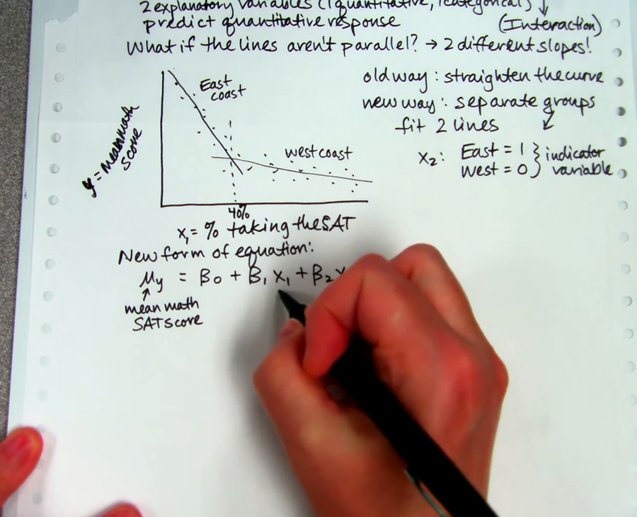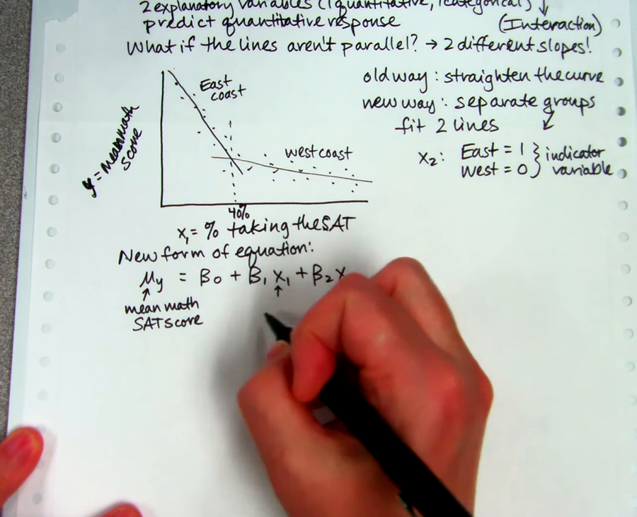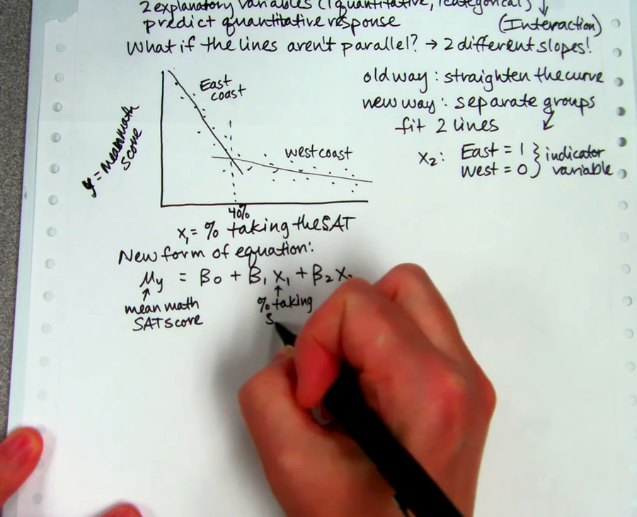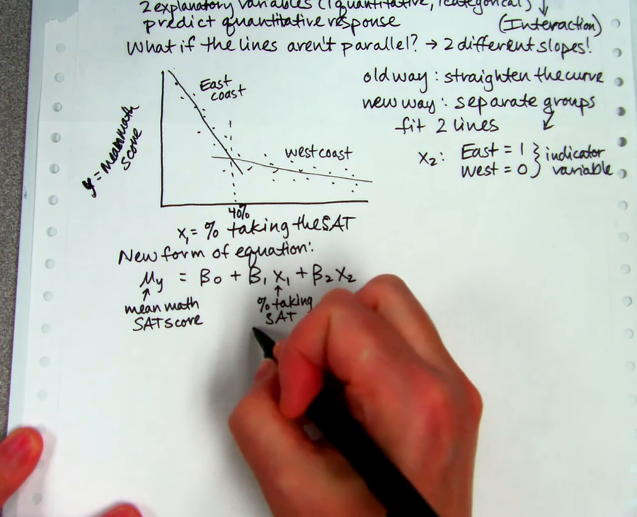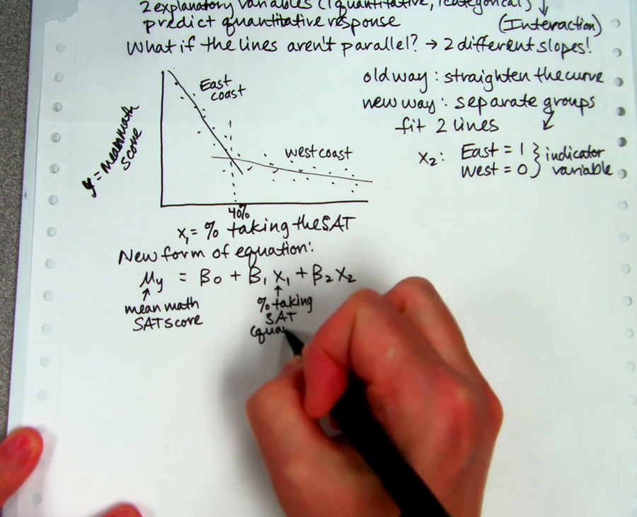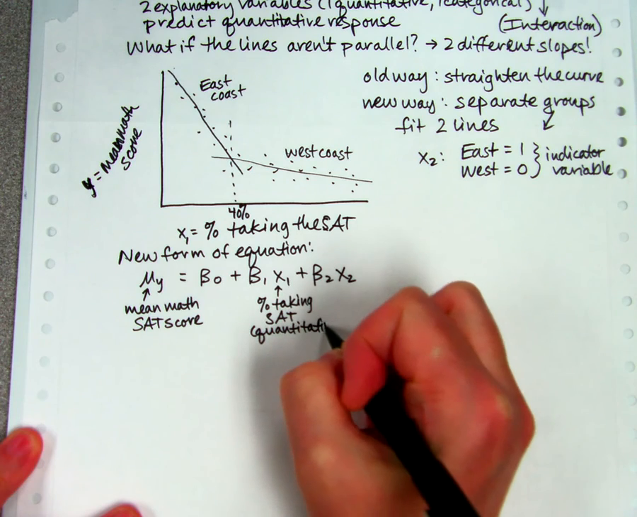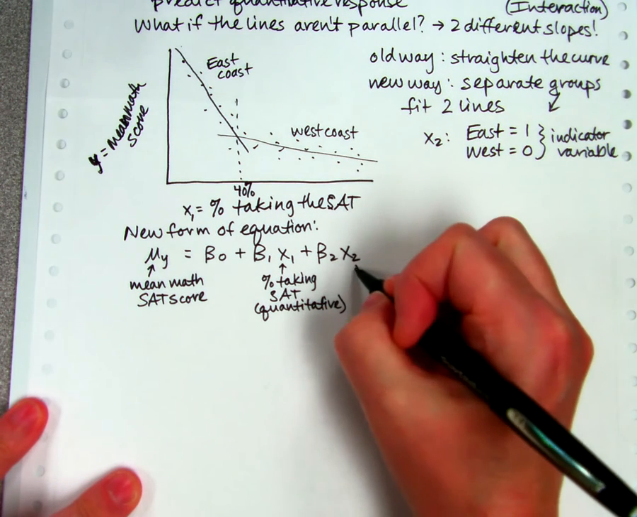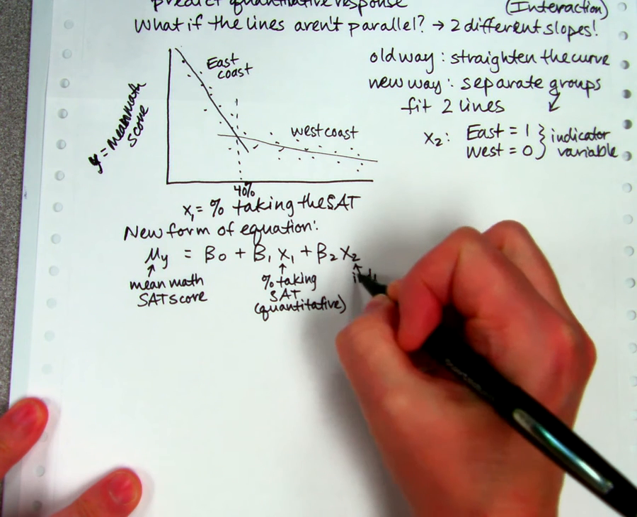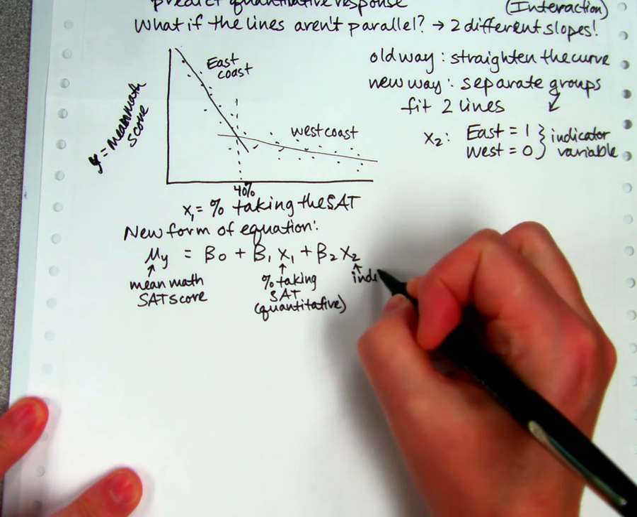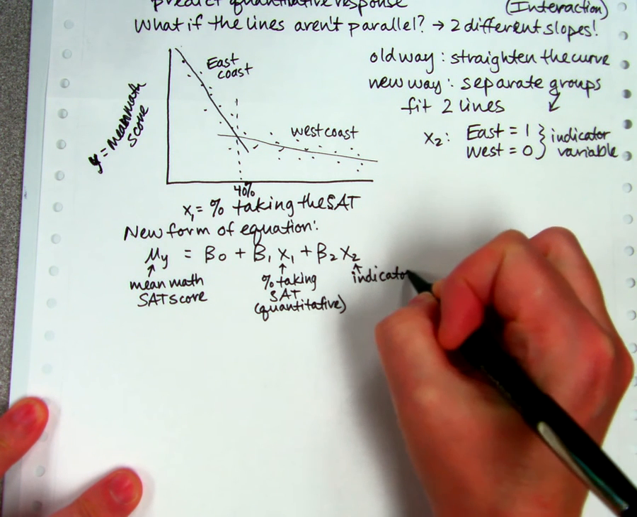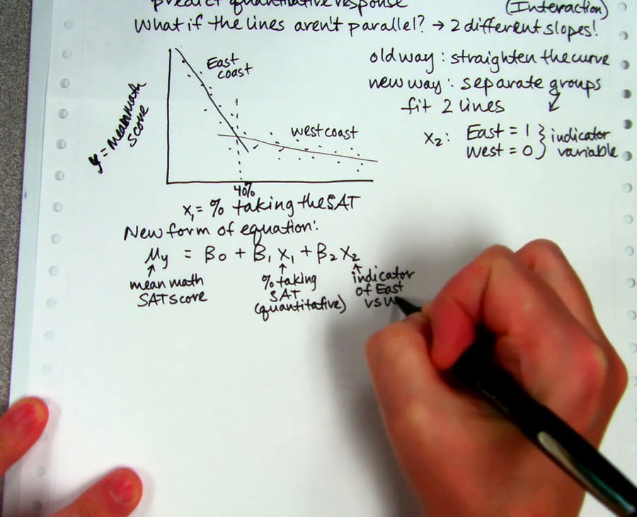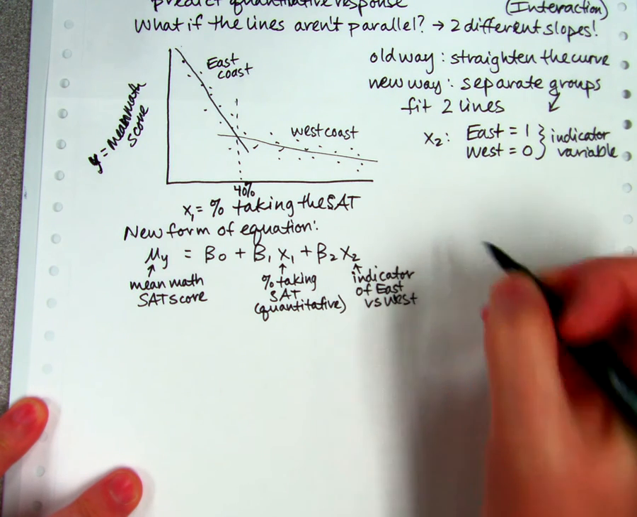But before we go to that other piece, I'm going to point out that x1 is the percent taking the SAT, which is a quantitative predictor or explanatory variable. X2, as I said up there, is the indicator that says whether you're East Coast or West Coast. I don't know about the middle, and we're not going to worry about them right now. East or West. So we already talked about that.